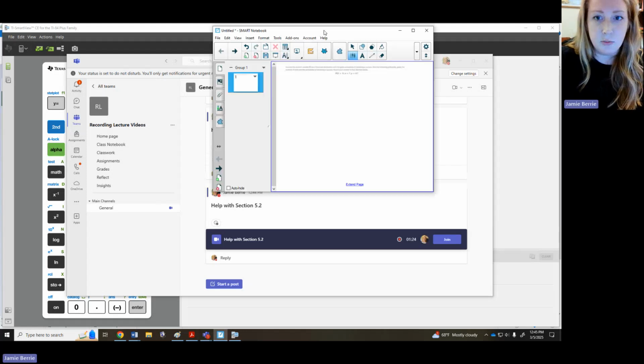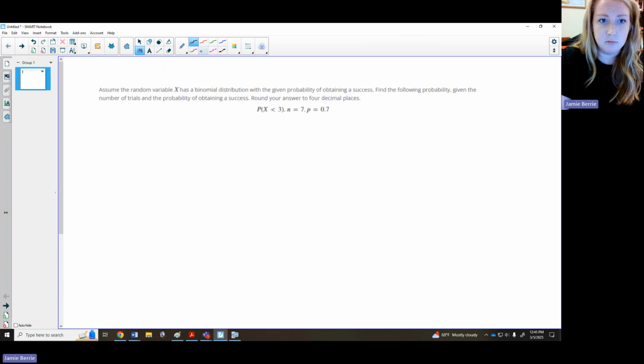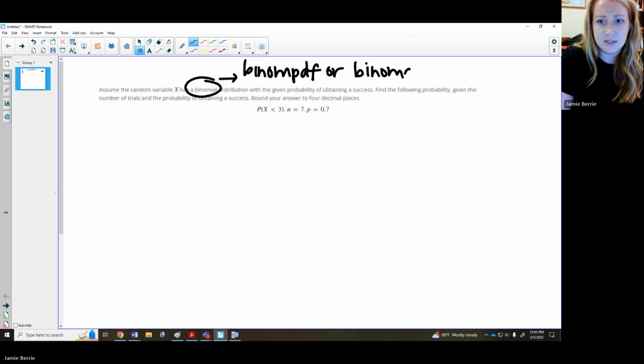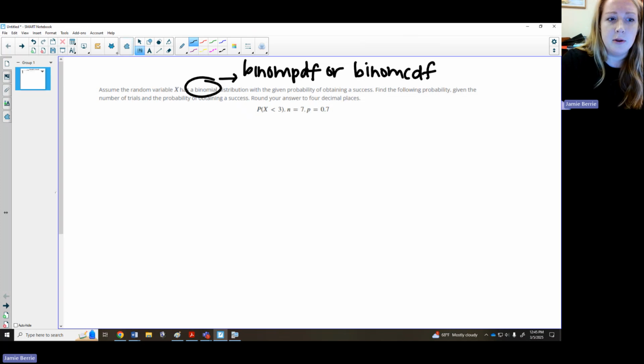Right. There's the problem. Okay, so it says, assume that the random variable x has a binomial distribution with the given probability of obtaining a success. All right, so we see it's binomial. So that tells us we're either doing binom PDF or binom CDF on the calculator. And it says, find the following probability given the number of trials and the probability of obtaining a success. Round your answer to 4 decimal places.